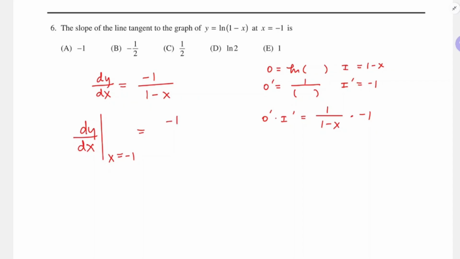And I'm going to get -1 over 1 minus -1, and that's going to be -1/2.